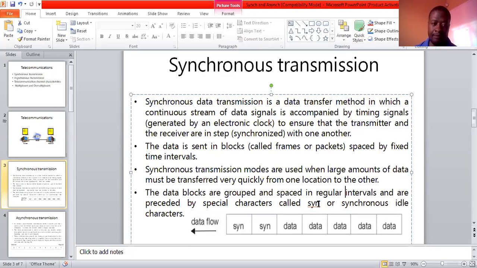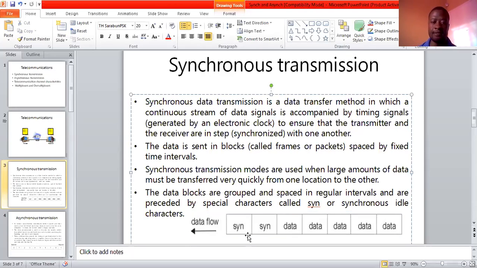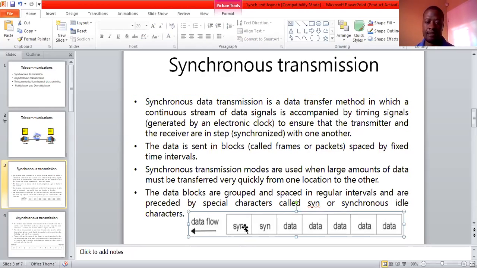And they are preceded by special characters called SYN, or synchronous idle characters, as you can see here. These are SYN, the special characters that we are talking about. These characters are there to alert the system that certain data was sent or is about to be sent. So you have to start sending and stop sending. This is basically what these two characters are for.